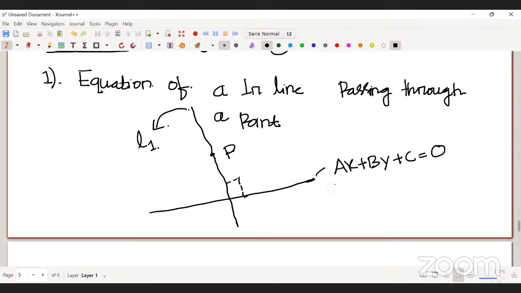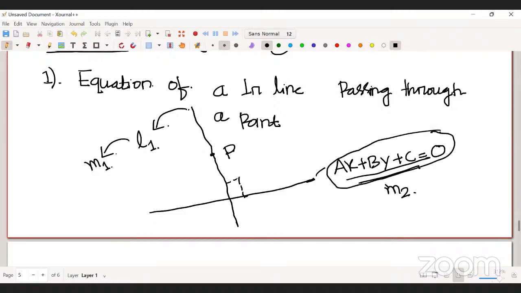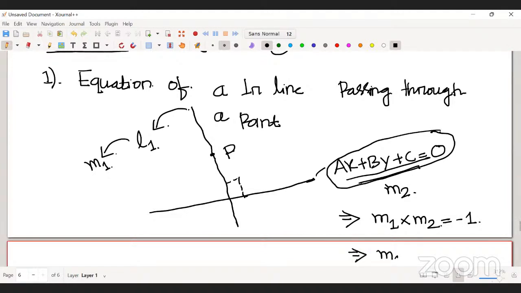So what is the thing you need to know? First we have to find the slope. Let's say M1 is the slope of L1, and I know the slope of this line, which is M2. L1 and this line are perpendicular, so M1 times M2 is -1, and from here I can get the value of M1.